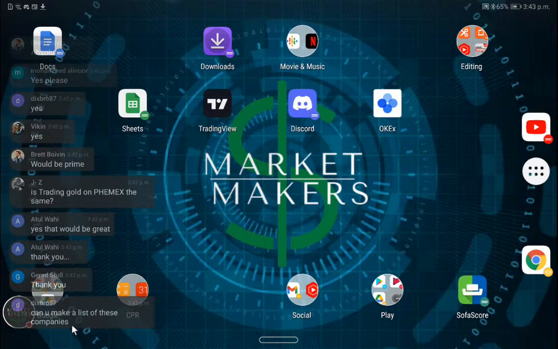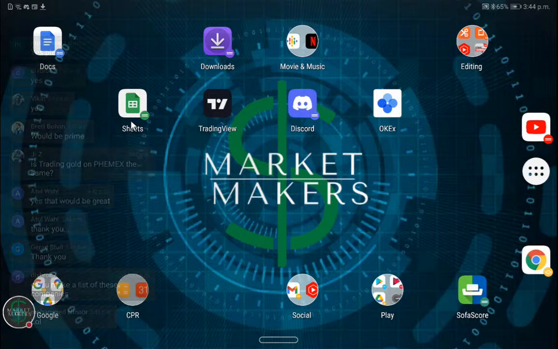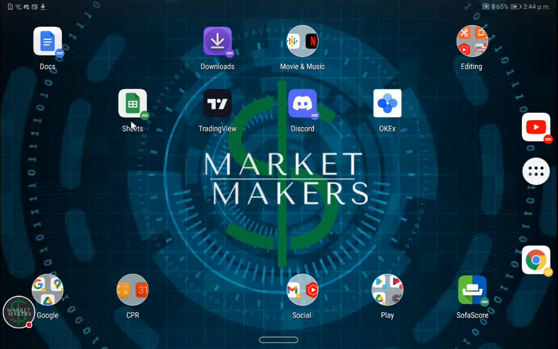Can you make a list of these companies? Yeah, man, absolutely. I will do a Google Sheet of the companies that I'm interested in and that I have. I'll do one where I'll show you the ones I'm invested in currently and ones that are interesting to me once we get a correction.